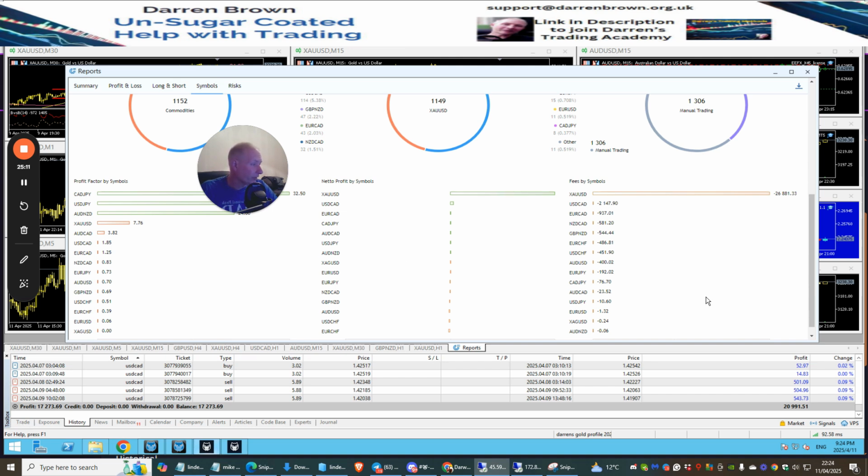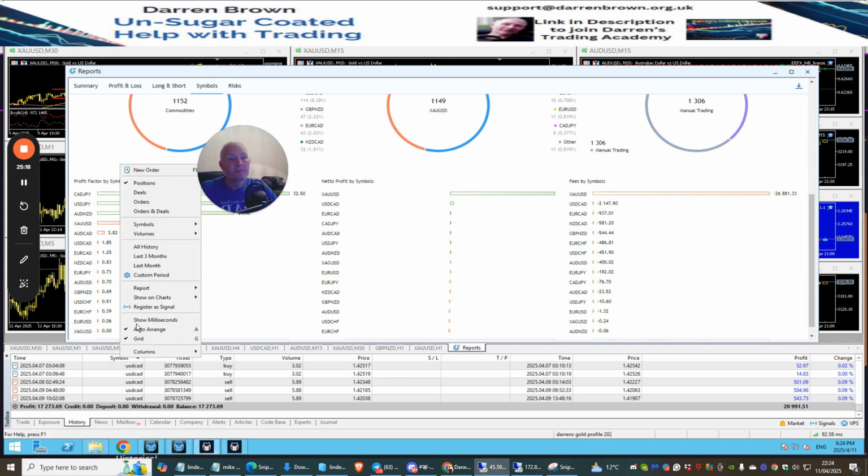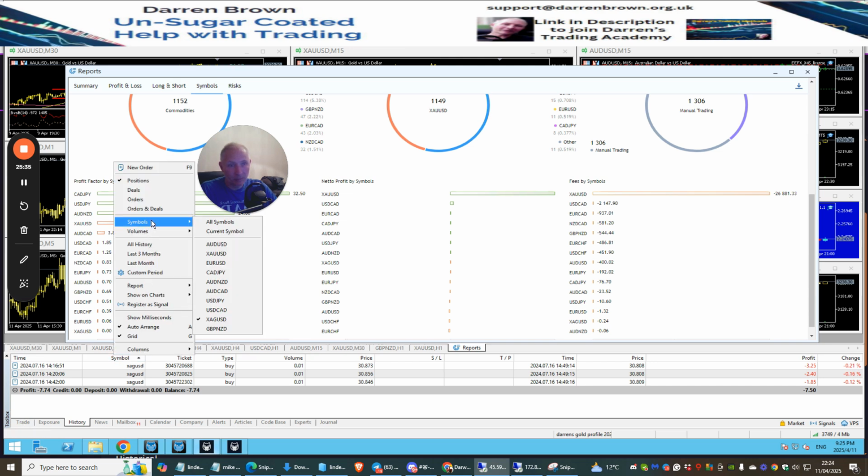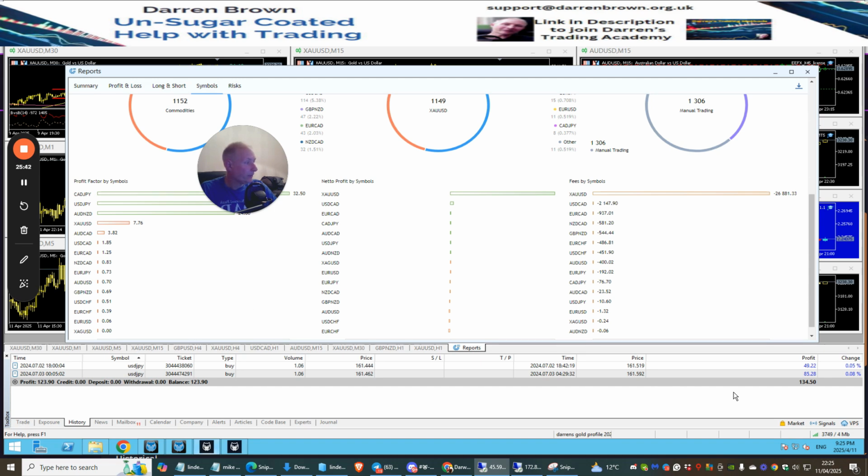Okay, so we're going to draw this to a close now anyway, but you can see, look, USDCAD here. If we went here and clicked on symbol, right mouse click, and we go up to symbols, and say for instance, let's use XAGUSD, click on here, see that we're in a loss of $7.50. And if we click on here again, and we go back up to symbols, and say for instance, let's try USDJPY, right? Now we're in a profit of £134.50.